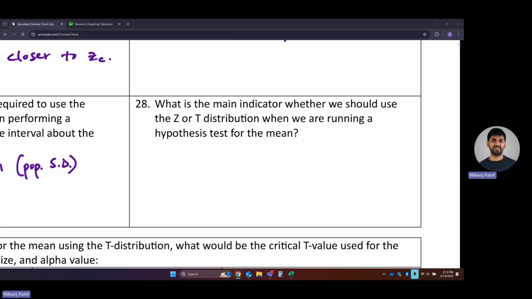So simply put, on number 28, when do we use Z? When population standard deviation is known. When do we use T? When population standard deviation is unknown.